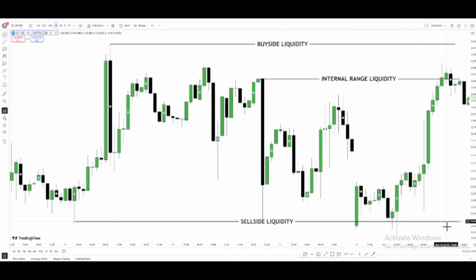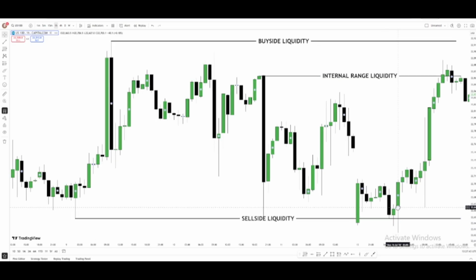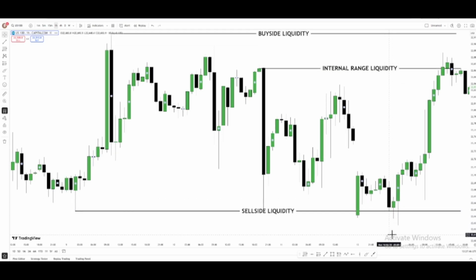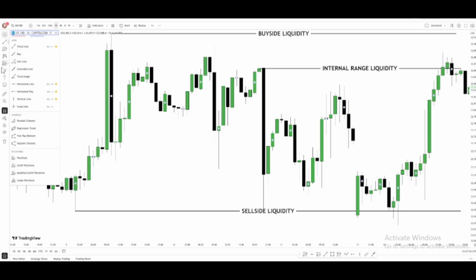Now, most retail traders see the sweep and jump in immediately, but smart traders don't. They pause, they wait, because what matters isn't just the sweep itself, it's the reaction. Does price instantly reject? Does it displace with force? Or does it stall and consolidate? That reaction reveals whether the sweep was engineered by institutions or just random noise. This single step, waiting and studying the reaction, is what stops you from being trapped in false breakouts.